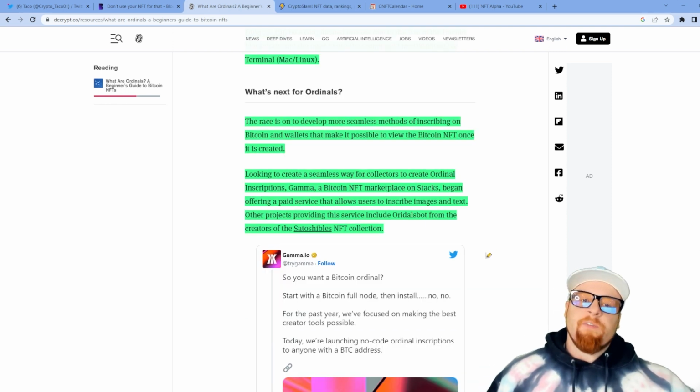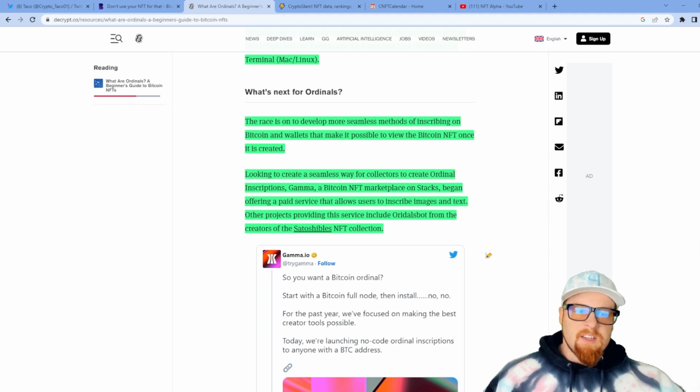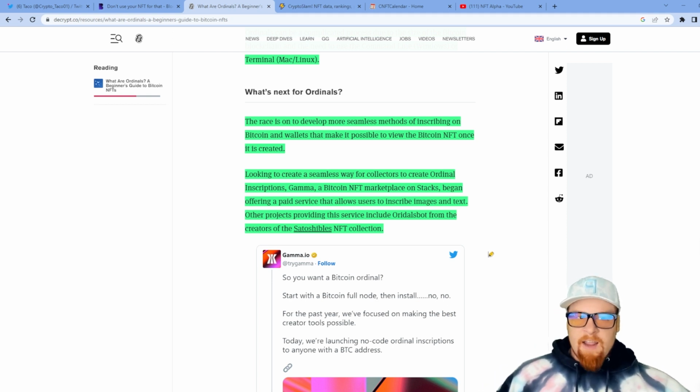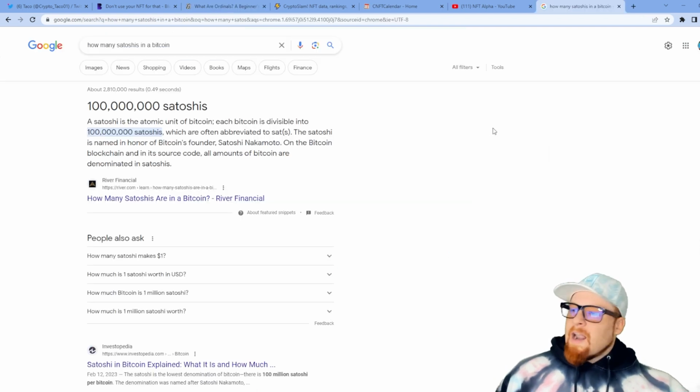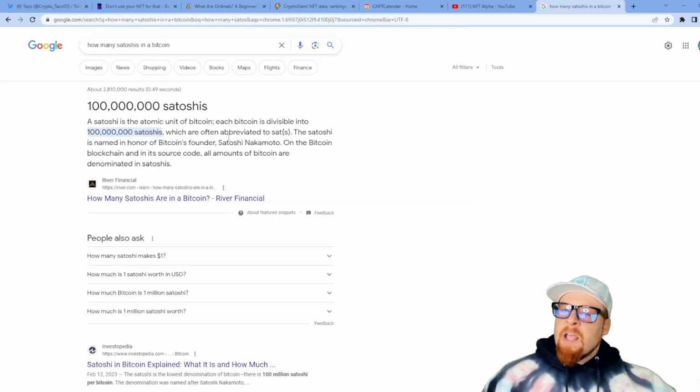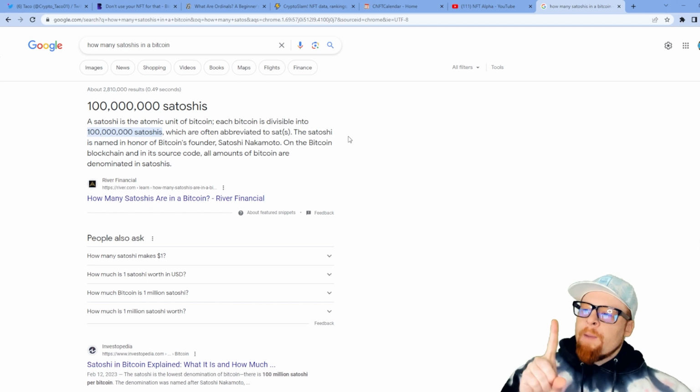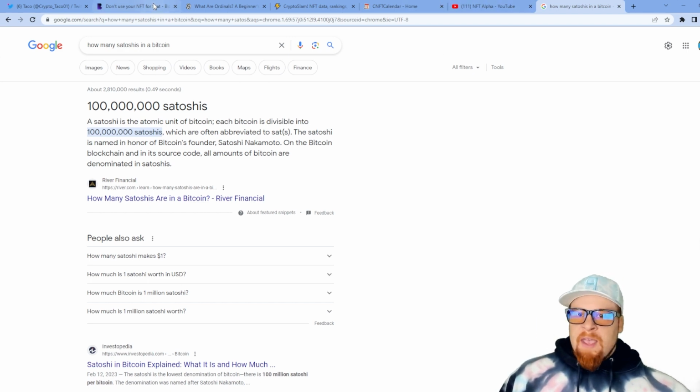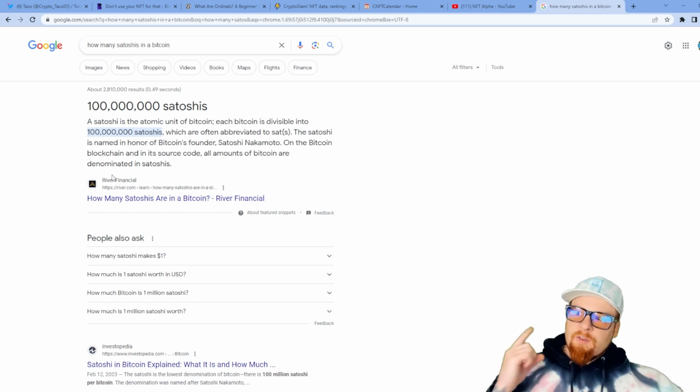The race is on to develop more seamless methods of inscribing on Bitcoin and wallets that make it possible to view the Bitcoin NFT once it's created. You gotta think, there is 100 million Satoshis in one Bitcoin. So essentially, you can inscribe 100 million inscriptions into a single Bitcoin.